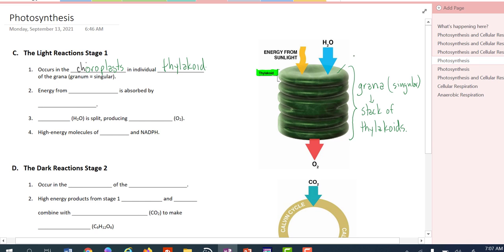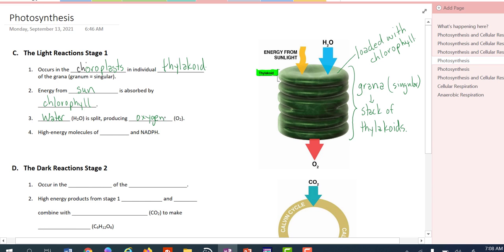These thylakoids would be loaded with chlorophyll, and this is that light sensitive pigment. So when light hits that light sensitive pigment, energy from the sun is absorbed by chlorophyll. And this energizes that molecule in such a way that it causes water to basically be split, and it produces oxygen.